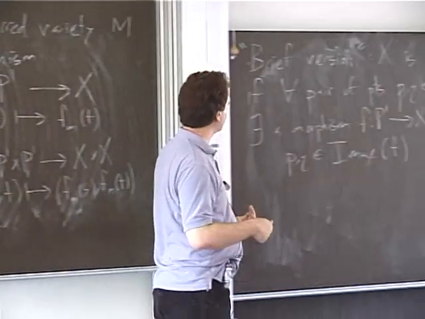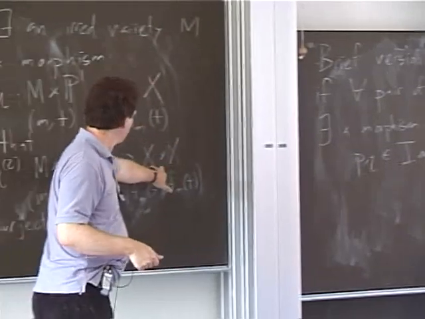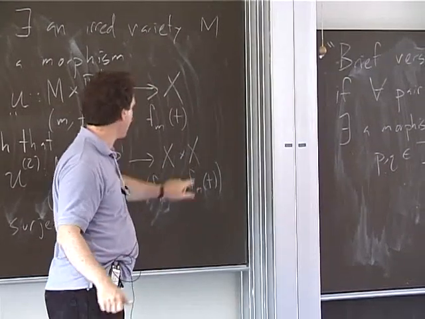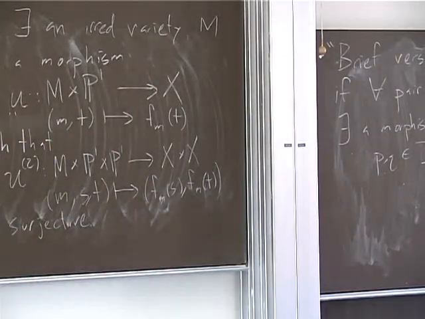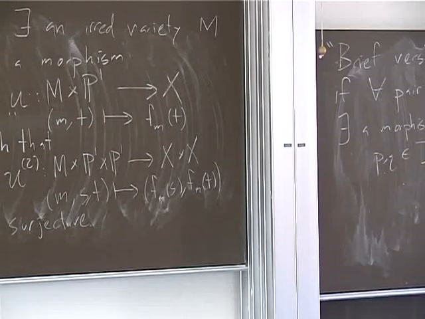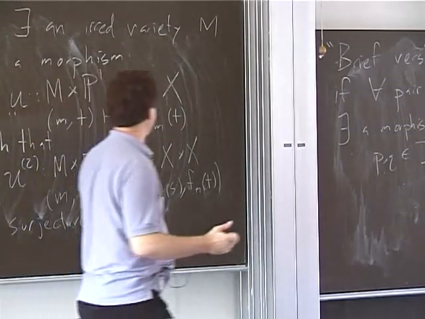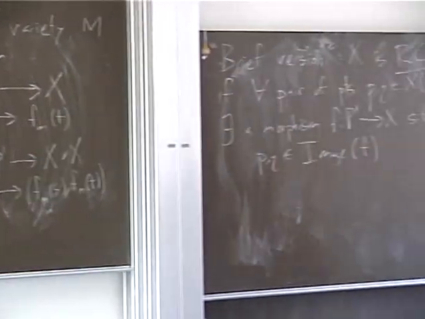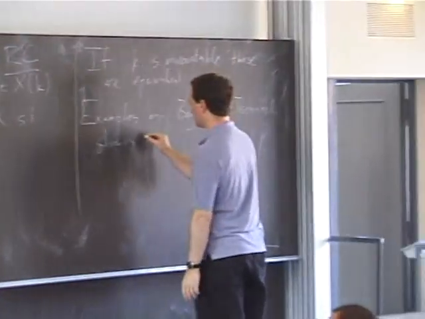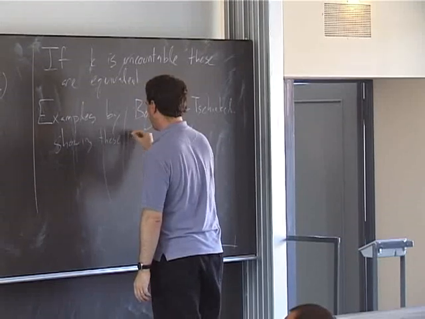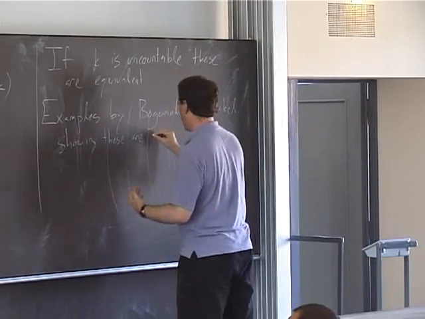For each one of those components, you might sweep out just a subvariety of X cross X. But if X has only countably many points, for instance if your algebraically closed field is countable, then it could happen that these countably many subsets, even though none of them is surjective, altogether are surjective. That's what's happening in these examples by Bogomolov and Schinkel showing these are not always equivalent.